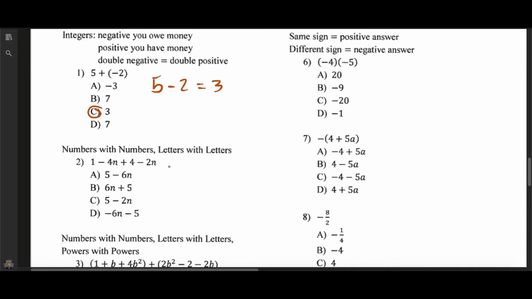This next one, numbers with numbers, letters with letters. So this one, you have to go ahead and combine like terms. So notice how you have a 1 here and a positive 4 right here. You're going to go ahead and combine those two to get 5. And then you're also going to have this negative 4n and this negative 2n. And when you combine a negative 4 and a negative 2, you get negative 6n. So you're going to look for a question that looks like this: 5 minus 6n. You actually have that right here. Positive 5 and a negative 6n.